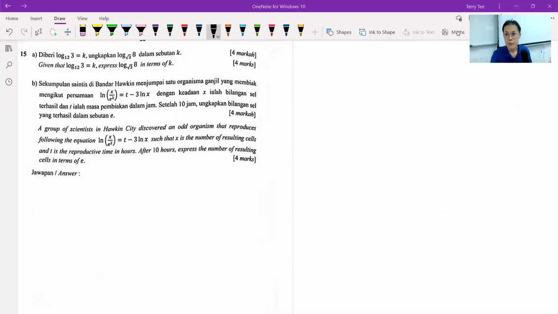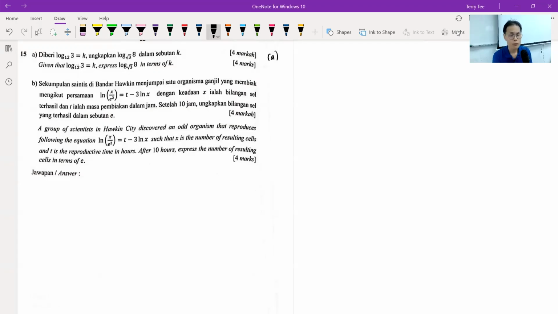Okay, last question from this paper. This is question 15A, from the chapter on indices and logarithm. The first part, you're given log base 12 of 3 equals k. You're supposed to express log base square root 3 of 8 in terms of k. It looks a bit difficult because you notice that the bases are different. What you're finding, the base is square root 3. What you're given, the base is 12, right? And the number here is 8, and this is 12, not 4. Not the same number.